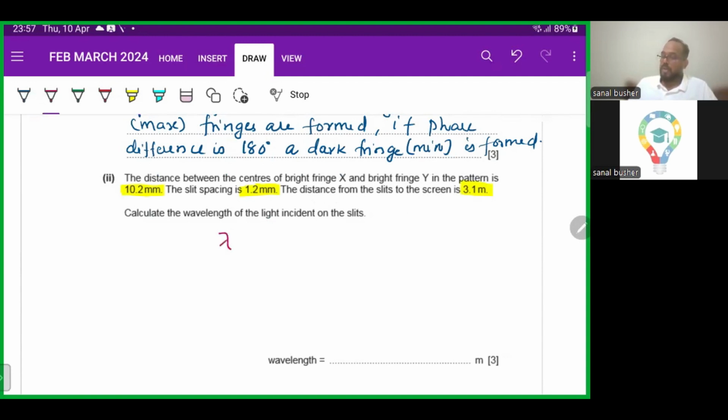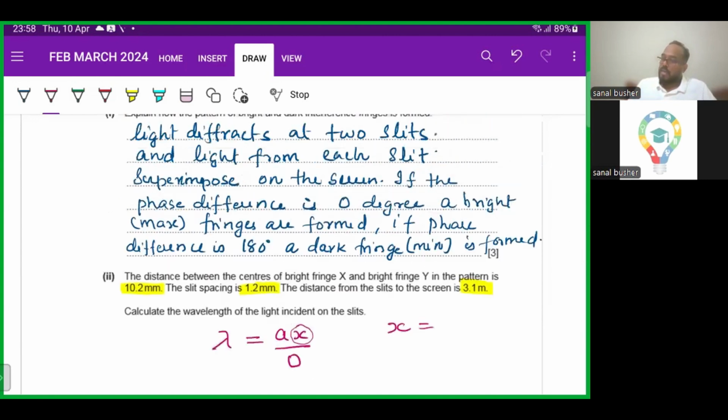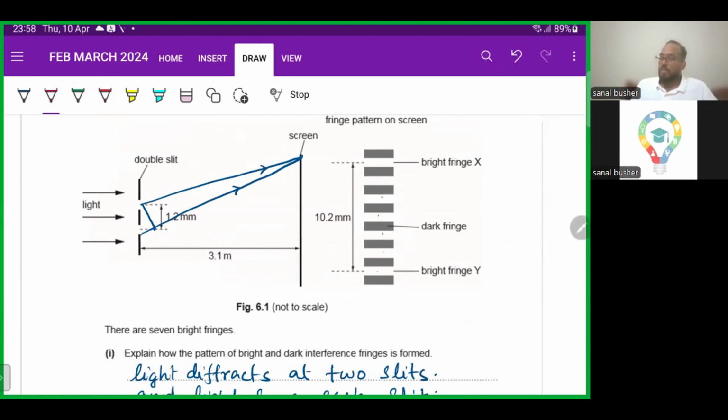Wavelength formula, you know that lambda is equal to aX upon D, right? Where lambda is the wavelength, a is the slit separation, and D is the distance between the sources and the screen. Here, X you need to find out. X actually is the separation or width of a single fringe, okay? But here, the width of a single fringe is not given. They have given the distance between these two, okay?